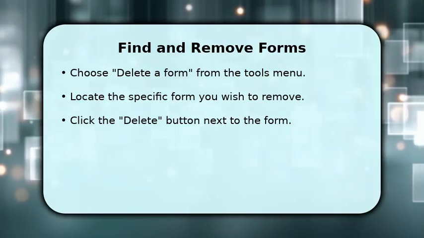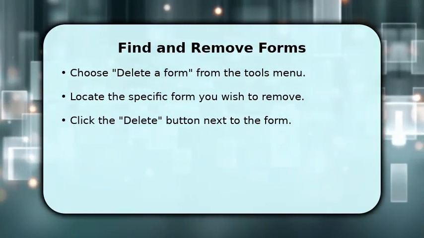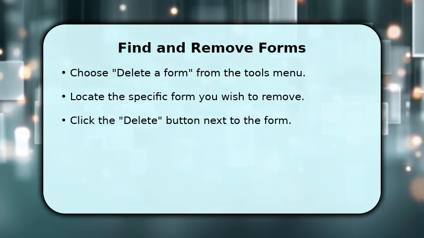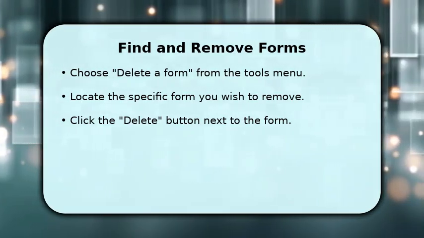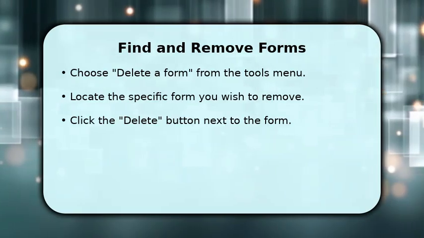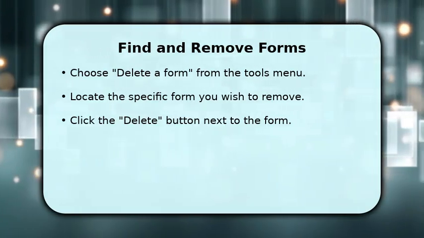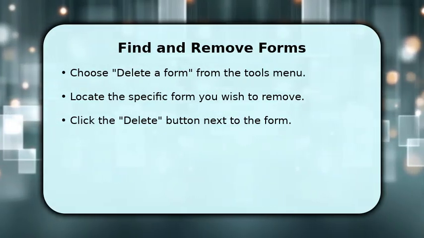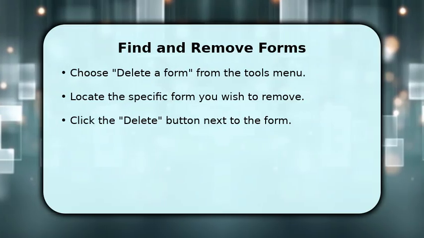Look for the option that says Delete a Form and click on it. This will display a list of all the forms currently included in your tax return. Carefully scroll through the list to find the exact form you want to remove. Once you've identified it, simply click the Delete button located right next to that specific form.